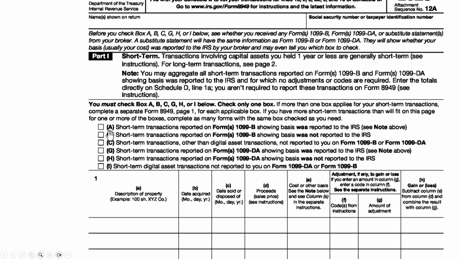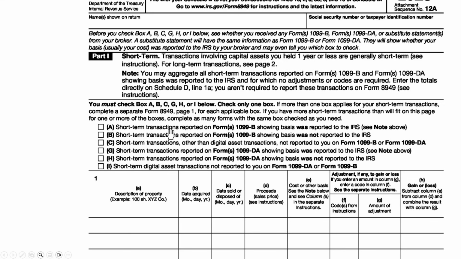There only used to be these first 3 boxes. They have added 3 boxes for 2025. These final 3 boxes are specifically for transactions related to digital assets. So the first 3 boxes are for your more typical securities, like through a brokerage house: stocks, bonds, mutual funds. And then the last 3 boxes are for digital assets. Let's focus for now on the ones from the 1099-B.